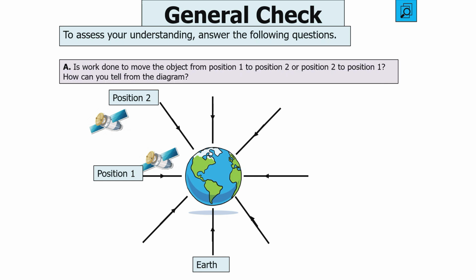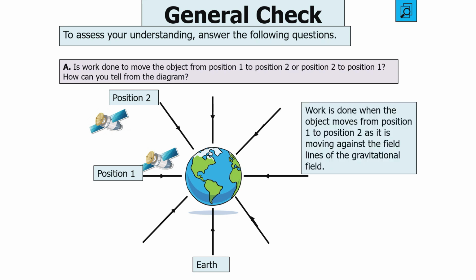Is work done to move the object from position 1 to position 2, or from position 2 to position 1, and how can you tell from the diagram? Work is done when the object moves from position 1 to position 2, as it's moving against the field lines of the gravitational field.